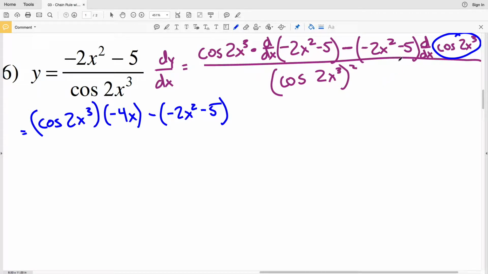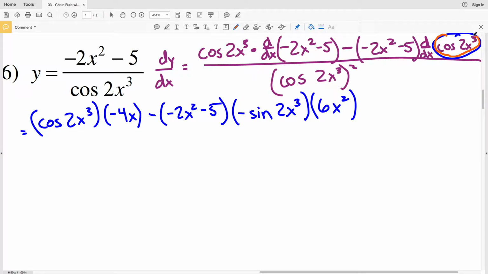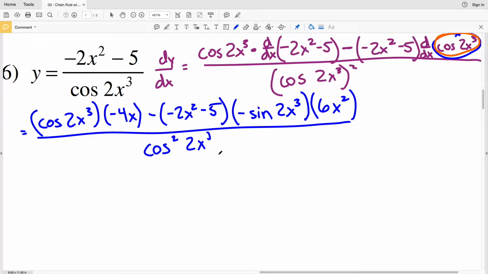Finding that derivative, we're going to need to use the chain rule. So we're going to do the derivative of the cosine first, and then we're going to take the derivative of 2x cubed. So the derivative of the cosine of 2x cubed, the derivative of cosine is negative sine, so that's going to mean the negative sine of 2x cubed, and we're multiplying that by the derivative of that inside function, the derivative of 2x cubed, which is 6x squared. So again, we're using the chain rule on cosine of 2x cubed to get negative sine of 2x cubed times 6x squared. And that's all over, I'm going to write as cosine squared of 2x cubed.